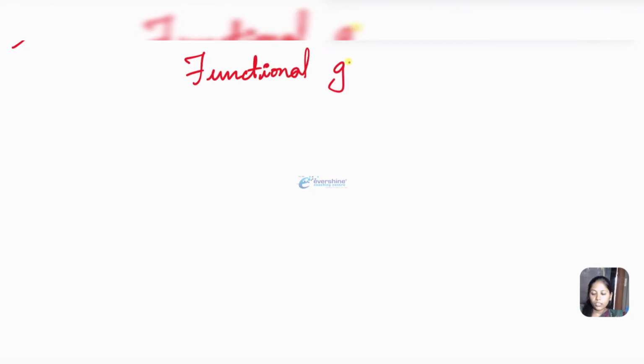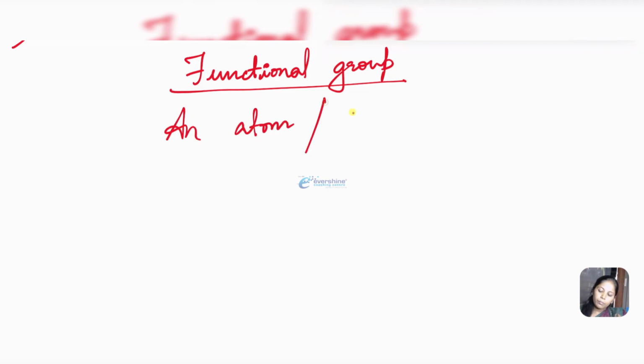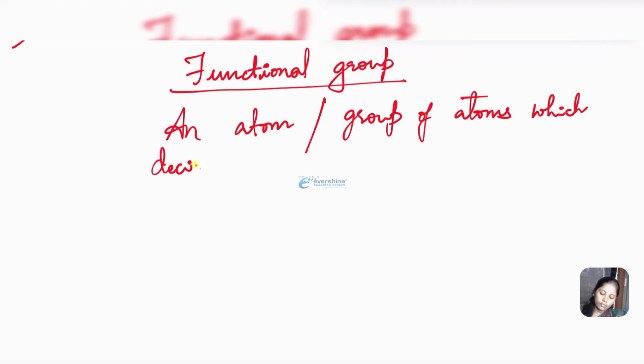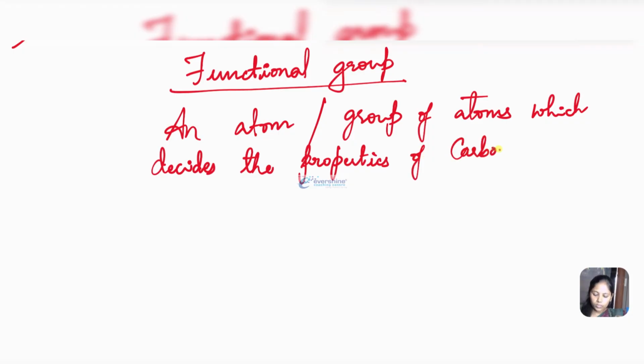Okay, so the next topic is functional group. Very important again. So what is a functional group? It is a single atom, or it can be a group of atoms. For example, I'll tell you, you'll understand. What will it do? It will decide the properties of carbon compounds to which it is attached.